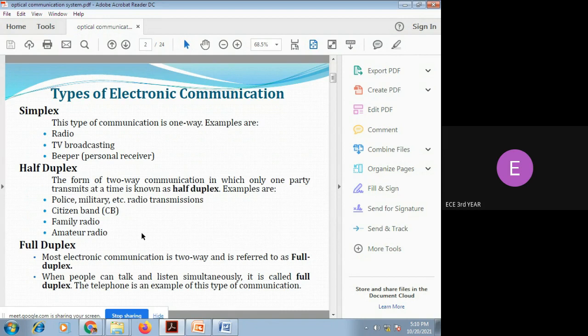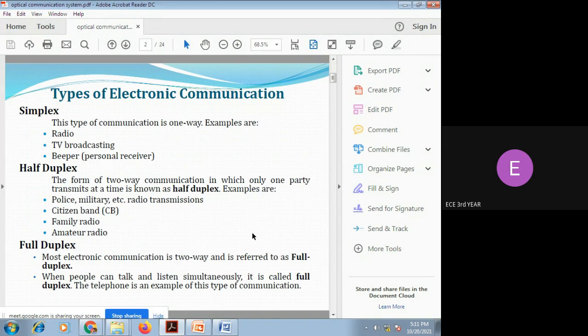Repeat once again. The first one is simplex operation. It is a one-way communication, exchanging information in only one direction, not the other. Example, TV broadcasting. The second one is half duplex communication. It is two-way communication, sending or receiving information on either one side, not both sides at once. Example, walkie-talkie communication. The third one is full duplex communication. It is a two-way communication, sending and receiving information simultaneously on both sides.